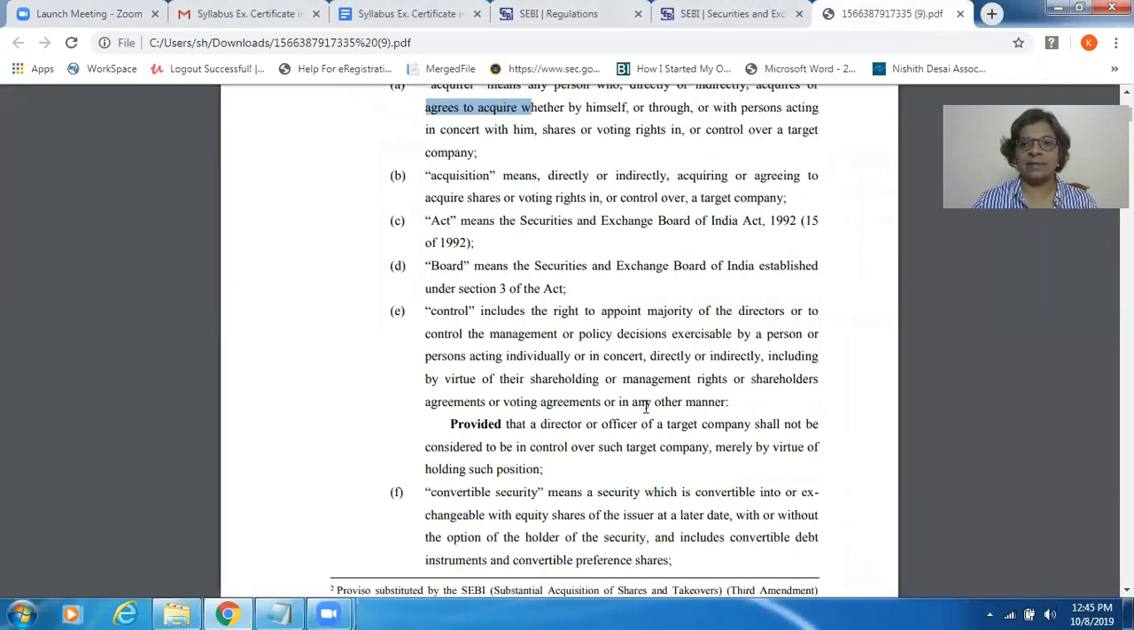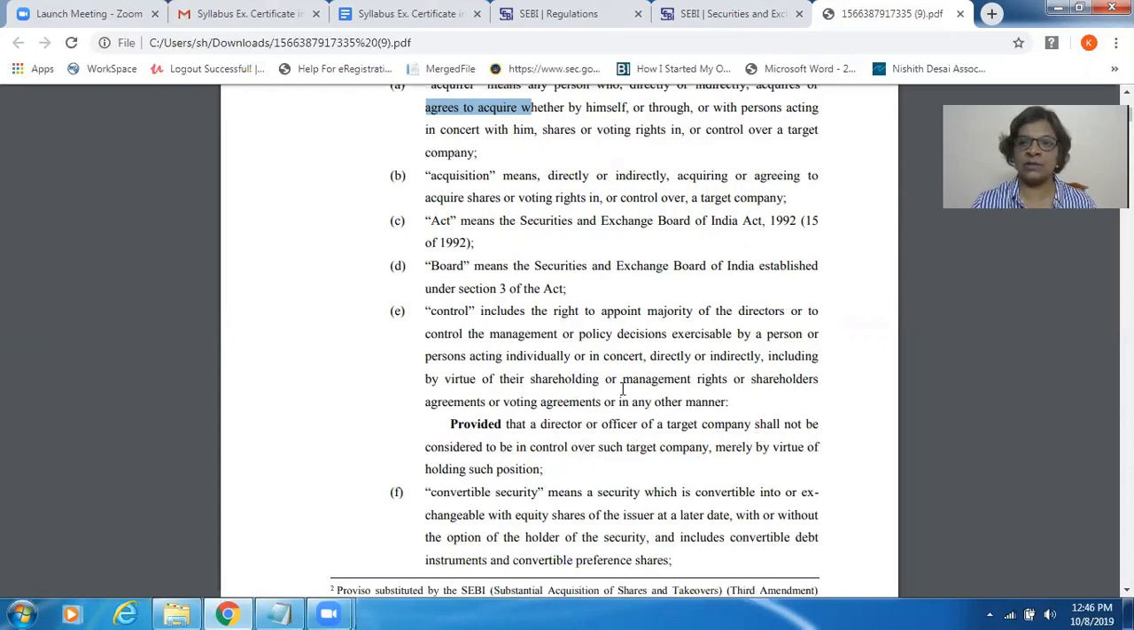2(1)(e) of the SEBI substantial acquisition of shares and takeover regulations, control includes the right to appoint majority of directors or to control the management or policy decisions exercisable by a person or persons acting individually or in concert, directly or indirectly, including by virtue of their shareholding or management rights or shareholders agreements or voting arrangements or in any other manner, provided that a director or officer of a target company shall not be considered to be in control over such target company merely by virtue of holding such position.